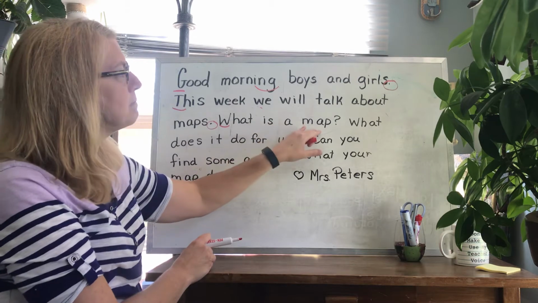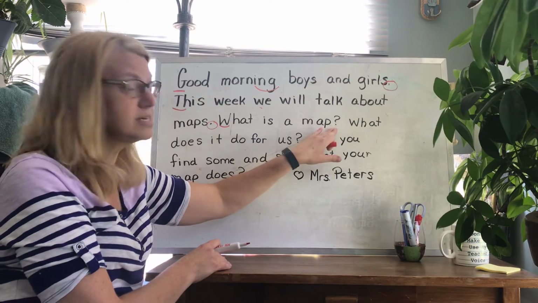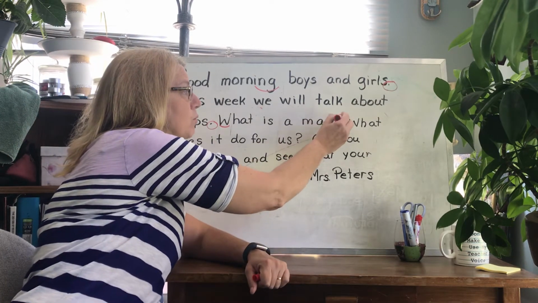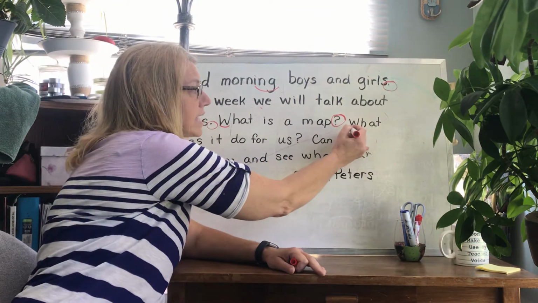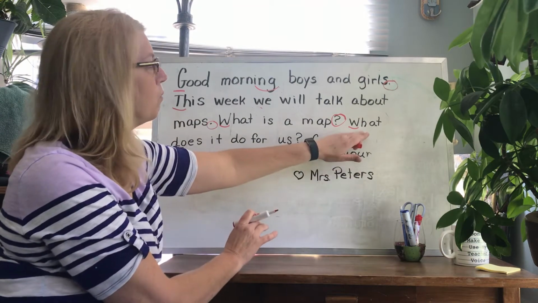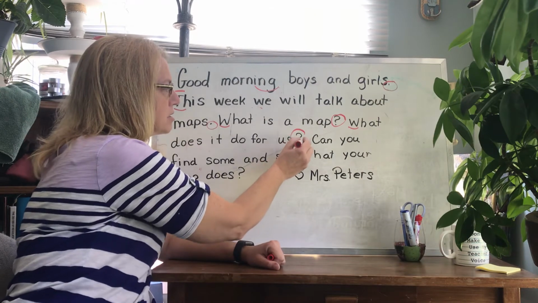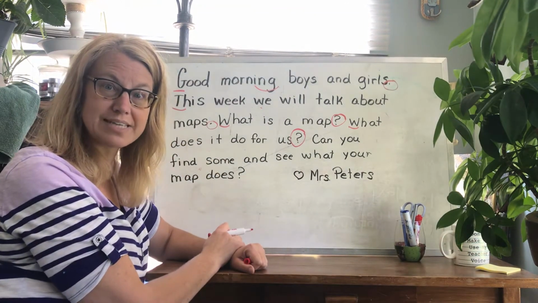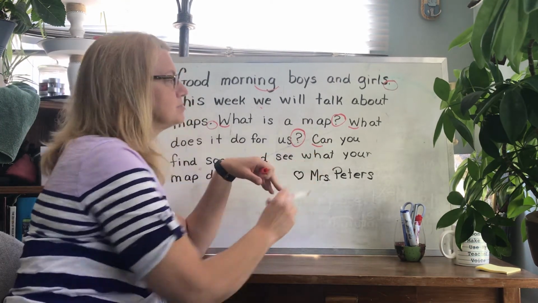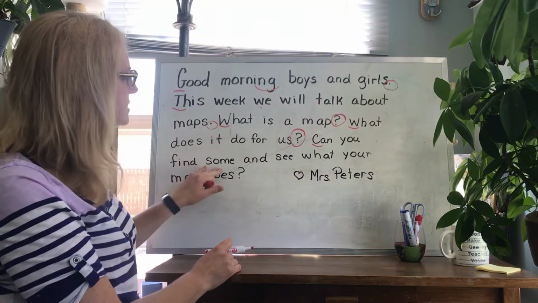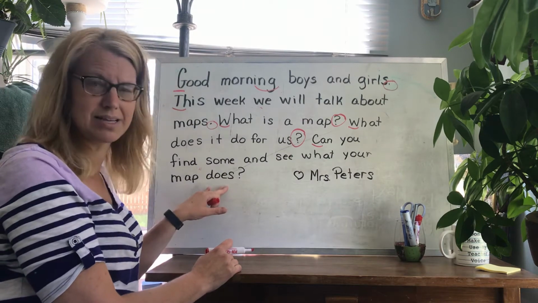After a period, we always start with an uppercase capital letter again. What is a map? And we're asking a question. So what is this one called here? A question mark. And after punctuation, we always start with a capital letter again. What does it do for us? Then we have another question mark because we're asking another question for us. And we start with another capital. Can you find some and see what your map does? Another question mark.